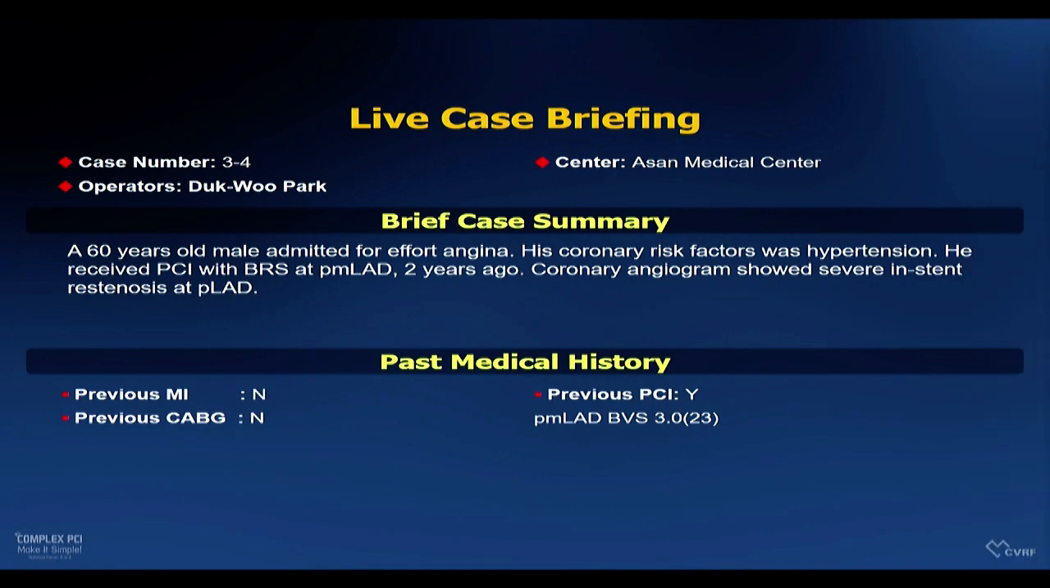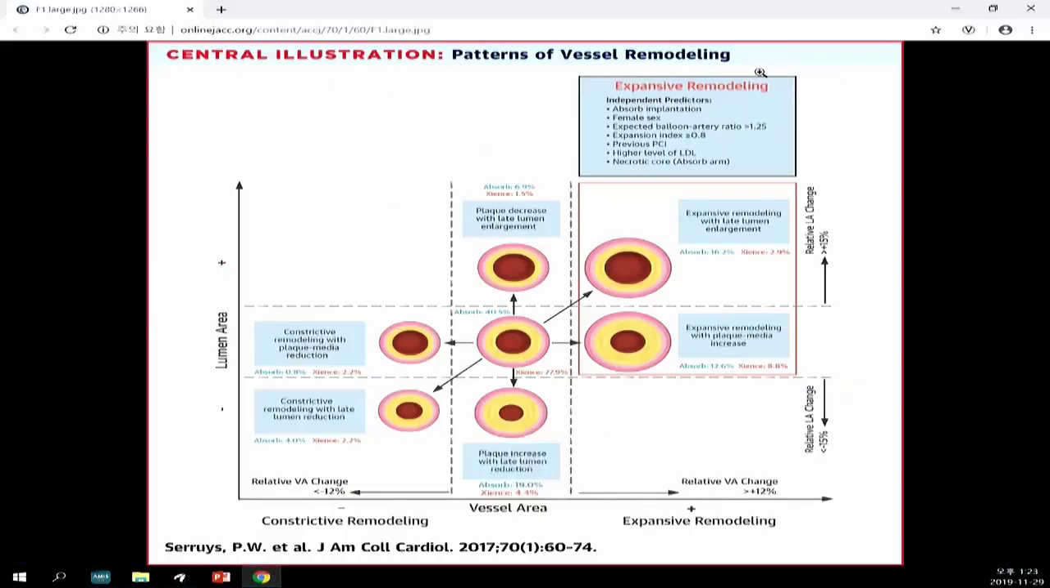At this moment, we checked the OCT again, and we had already checked the co-registration of angio and OCT. Professor Kang, can you explain what is the main mechanism of BVS failure for such a patient? We know that the previous BRS was very well expanded, so at first I thought the main mechanism would be neointima or not.